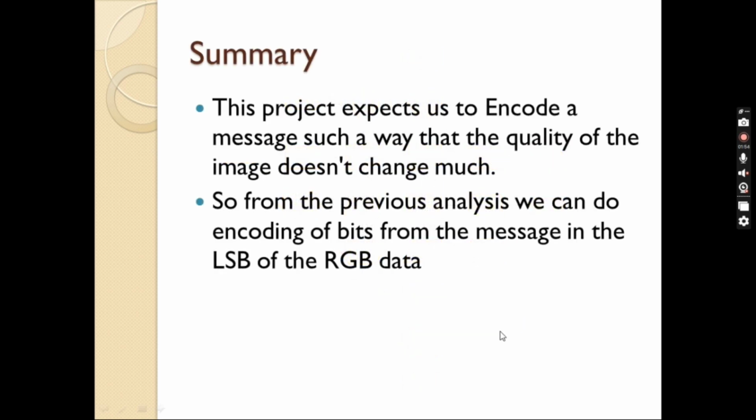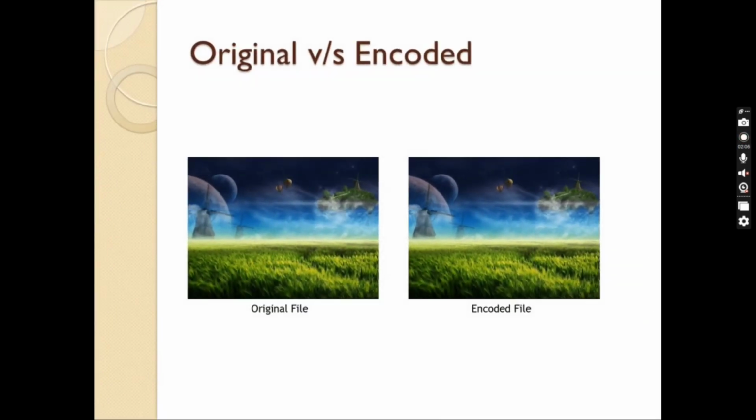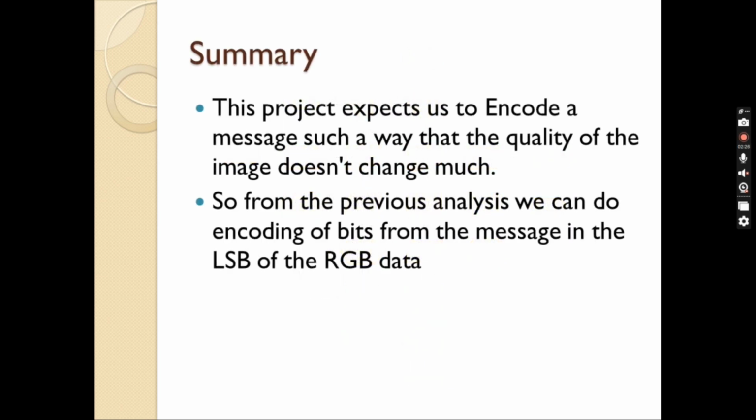The summary of this project is that it expects us to encode a message in such a way that the quality of the image doesn't change much, as I told you previously. Is there any difference in this image? No, I can't find any huge difference, because we change only the LSB bit, and such a small change doesn't affect much. So our motto and the summary of this project is that the quality of the image doesn't change much.